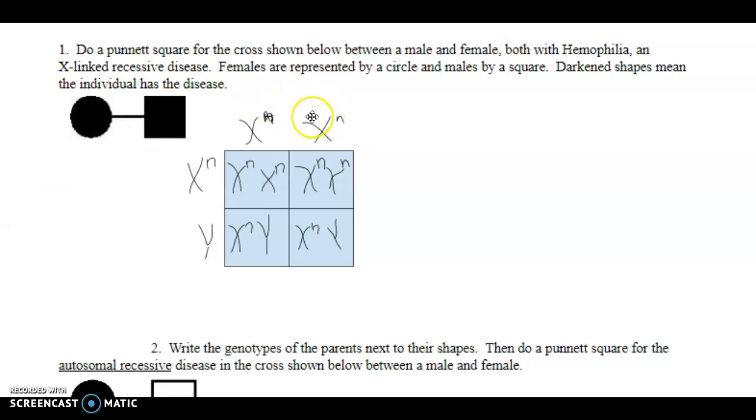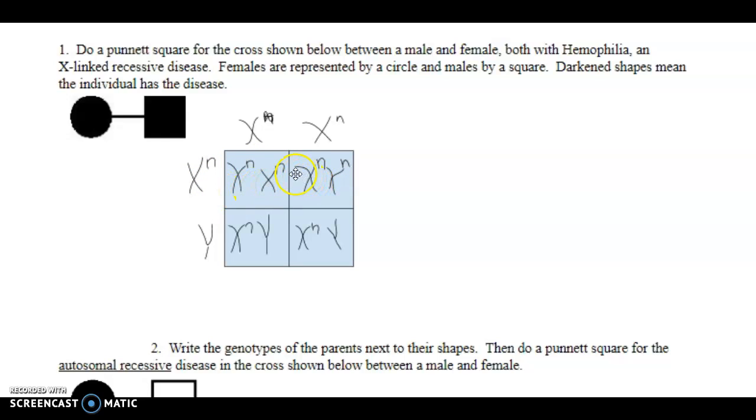If the female is affected, she would have to have 2 X chromosomes with that recessive trait because it said it was X-linked recessive. It said both parents are affected. Here they're both shaded in. So she would have to be X little n, X little n. And then he would only have 1 X chromosome, so his X would be X little n. But then he has the Y chromosome and nothing to counteract that X. So their children would end up X little n, X little n, X little n, X little n.